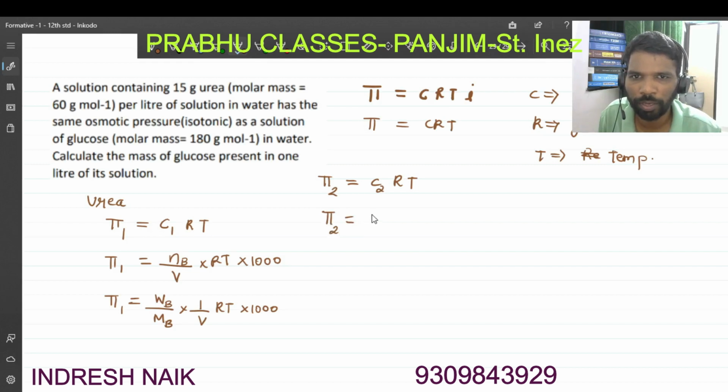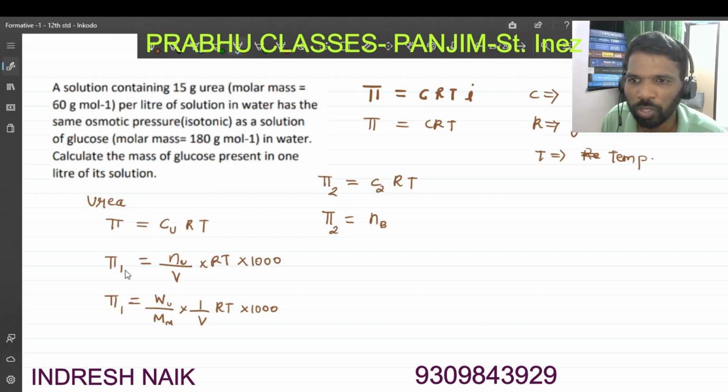Pi 2 will be the number of moles of B. Now, instead of writing B, I'll change this slightly, because writing B here would lead to a small confusion. So we'll write U for urea. Number of moles of U is weight of U upon molar mass of U. This is the concentration of urea solution.